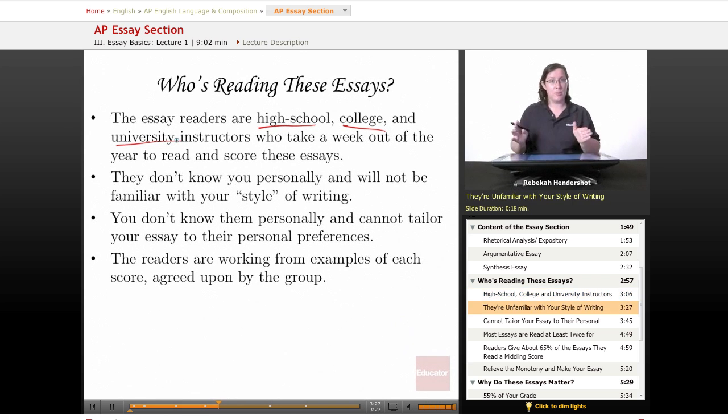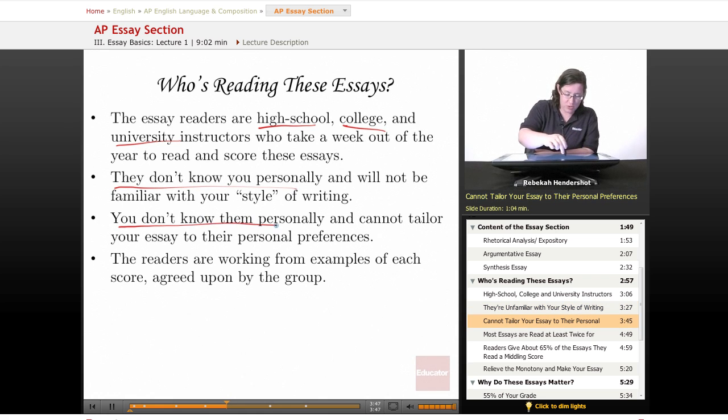Now, these people don't know you personally. In most cases, they won't even know your name, and they will be completely unfamiliar with your style of writing. They won't know if you've improved from the beginning of the year. They won't know if your cat died last week and you're distraught. They don't know any of that. Now, so they don't know you personally. The other thing you have to consider is you don't know them personally, and you can't tailor your essay to their personal preferences. If they want every essay to mention dogs in some way, you won't know that. You have no way of predicting that. So your only chance is to do the best you possibly can and trust your own work.